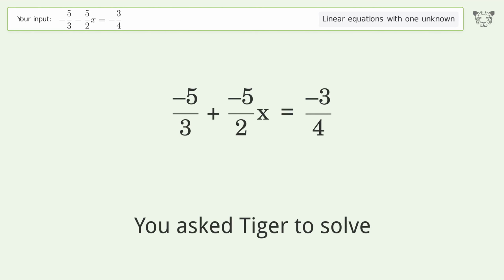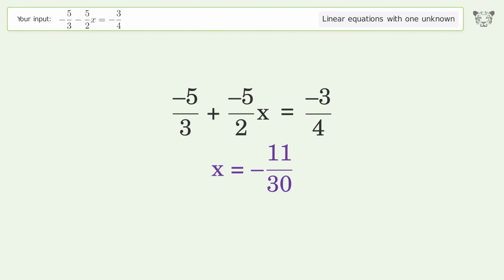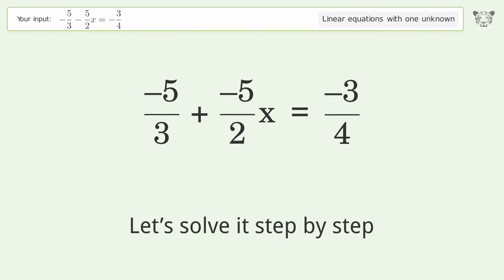You ask Tiger to solve this. It deals with linear equations with one unknown. The final result is x equals -11/30. Let's solve it step by step.